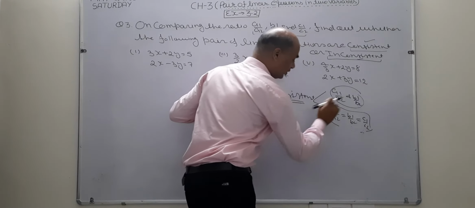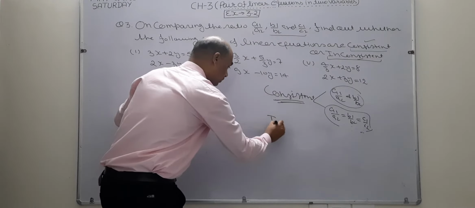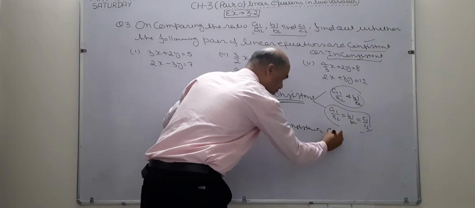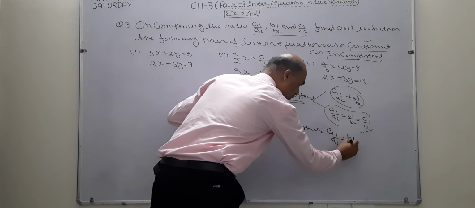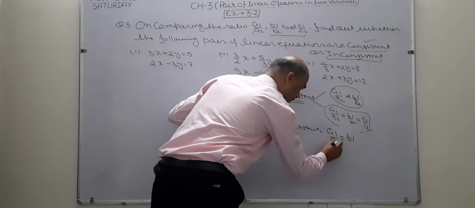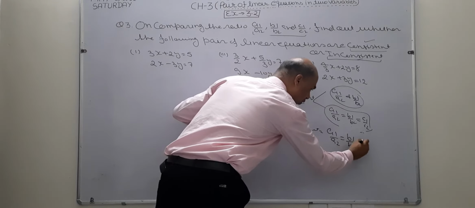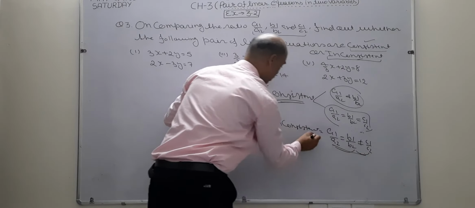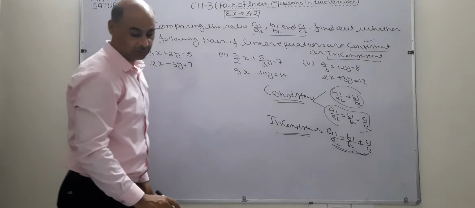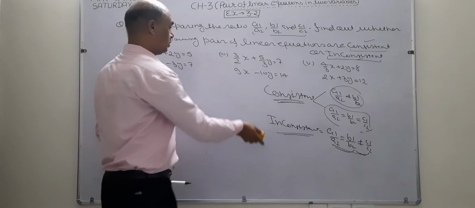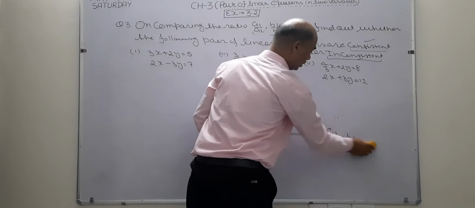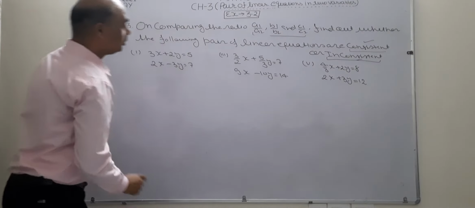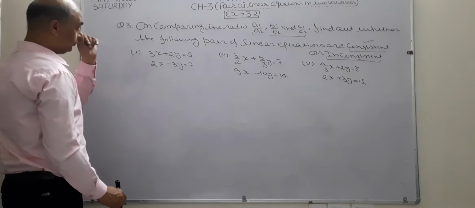Okay, dependent is there. Now, for inconsistent, the ratio A1 by A2 is equal to B1 by B2, not equal to C1 by C2. When the first two are equal and the last one is not equal, then such type of ratio represents an inconsistent system. Okay, now I am going to solve its question. In this question, third part, 5 parts are there. I am going to solve 3 parts on the board. The remaining 2 parts you are going to solve yourself.